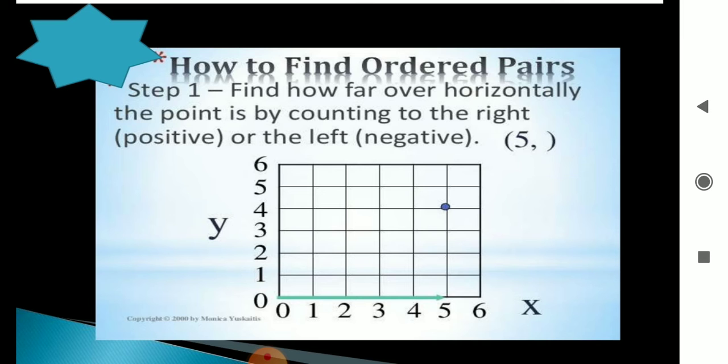How to find the ordered pair? Step 1, you are aware, suppose that we have one point given and you want to find the position of this point. Suppose that the x coordinate is given as 5, then what about the y coordinate?